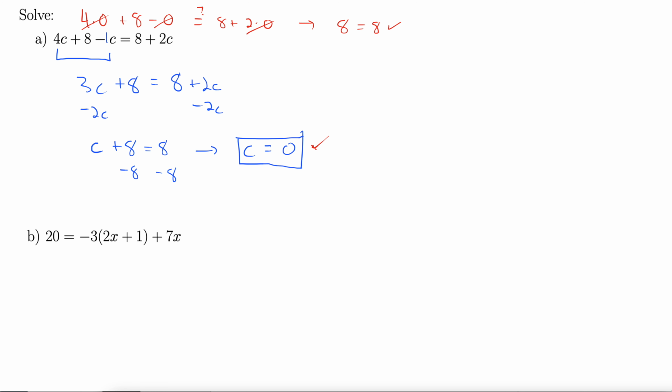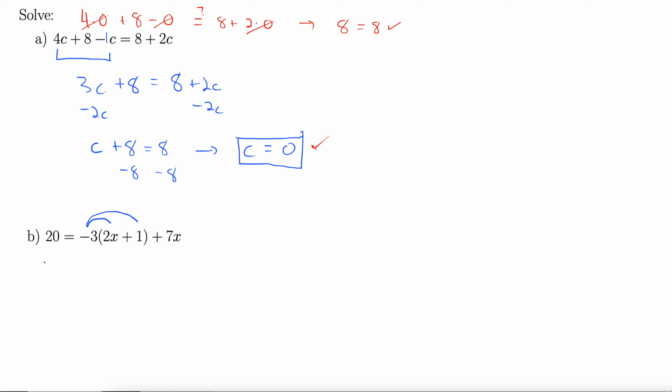Okay, let's try another one here. All right, 20 equals negative 3 times quantity 2x minus 1 plus 7x. So again, try this on your own, then we'll work it together. Here we go. The negative 3 gets distributed through to both those terms.